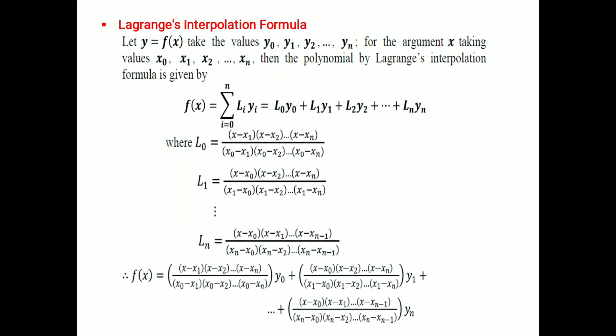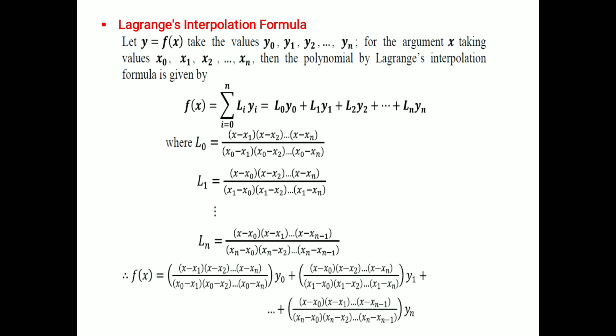Lagrange's interpolation formula is given as follows. When y is equal to f of x takes the values y0, y1, y2 up to yn for the arguments x taking values x0, x1, x2 up to xn, then the polynomial by Lagrange's interpolation formula is given by f of x is equal to summation from i equal to 0 to n of Li yi, which is L0 y0 plus L1 y1 plus L2 y2 plus and so on plus Ln yn, where the values of L0, L1, Ln are given by: L0 is given by (x minus x1)(x minus x2) up to (x minus xn).